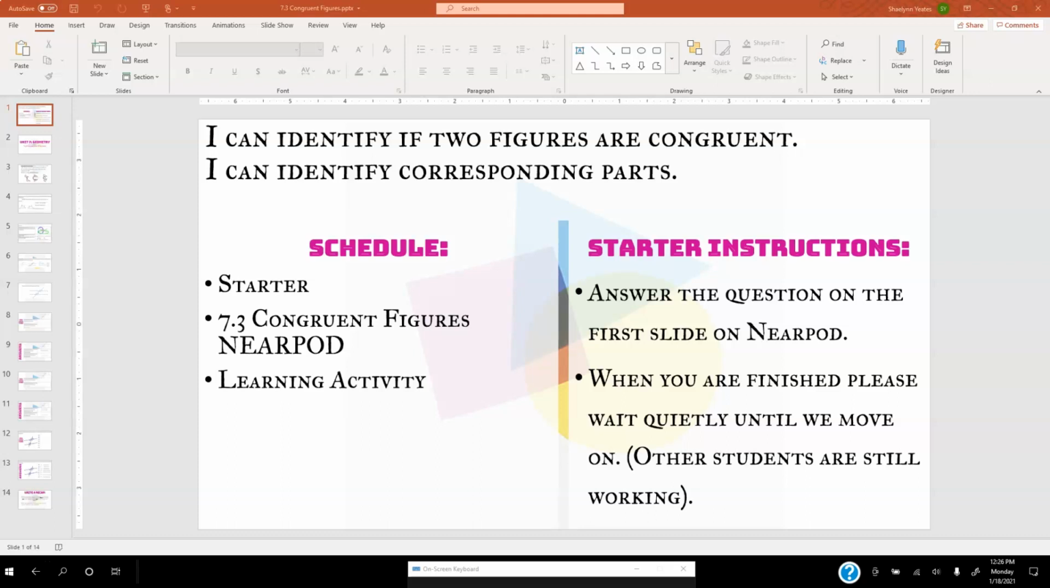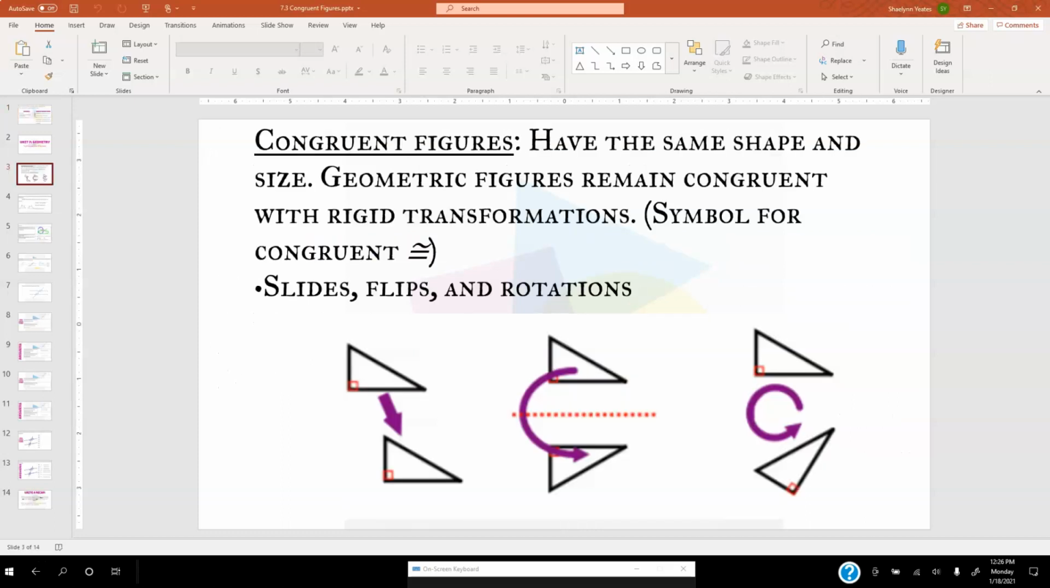Alright, so today we're talking about congruent figures. Our goals are to identify two figures if they are congruent, and how to identify what the corresponding parts are. And we'll talk about that as we go through. So congruent figures have the same shape and size.